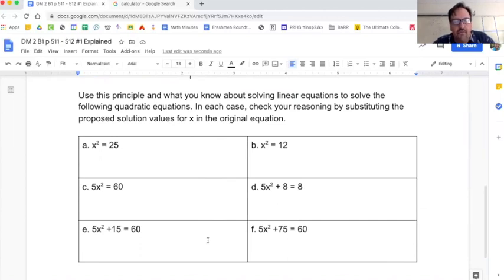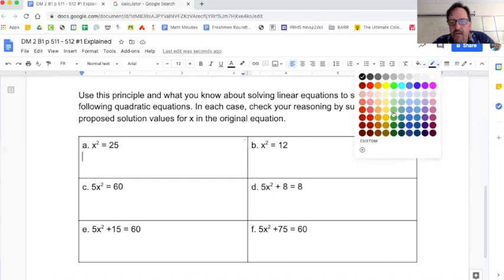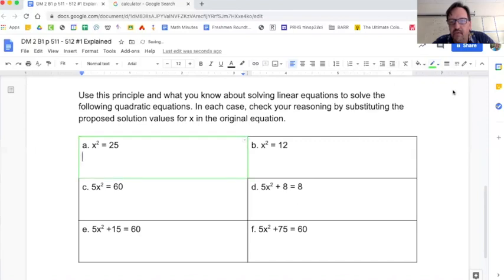On this worksheet from page 511 to 512, number 1 from Core Plus Book 1, the blue one, we've got a couple of examples here that I can work through, and I am going to make my text bright green so that it's easier to see which parts of this that I'm doing.